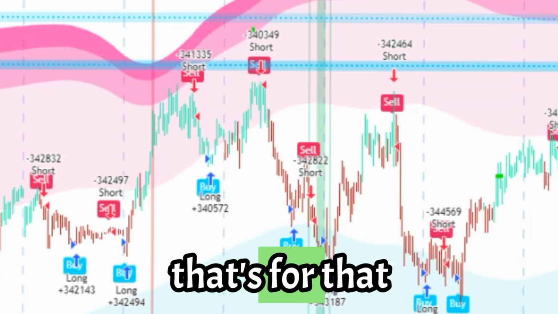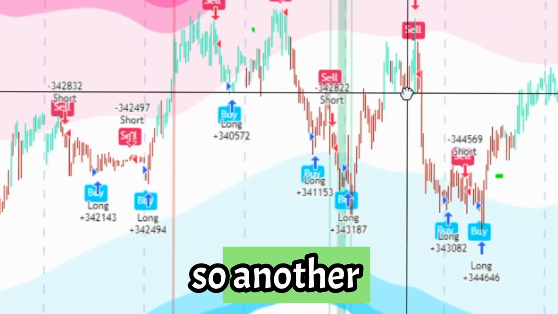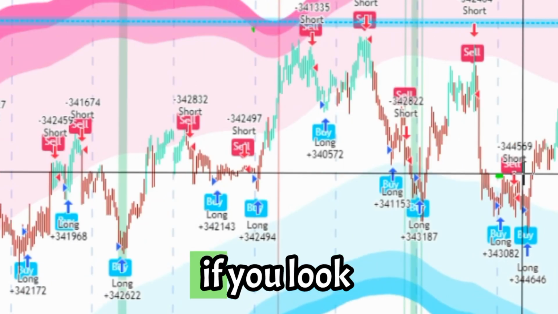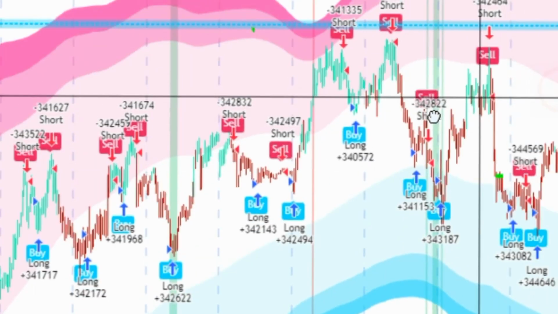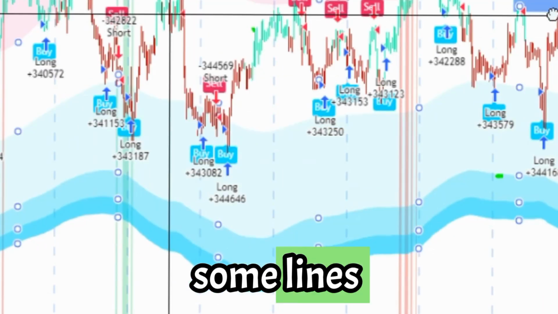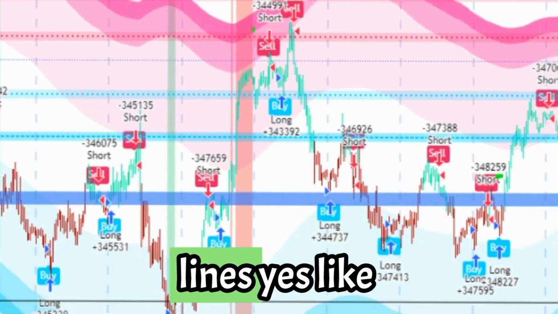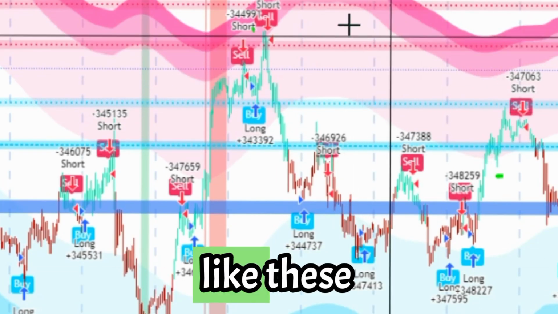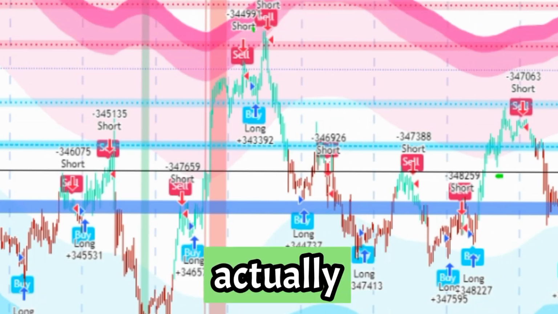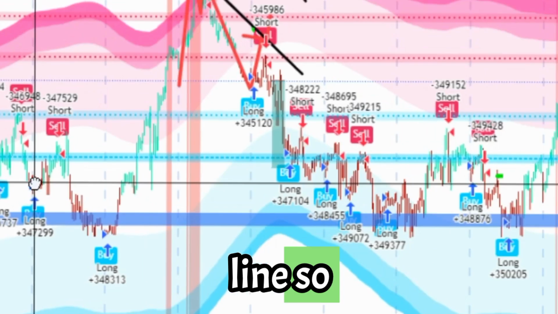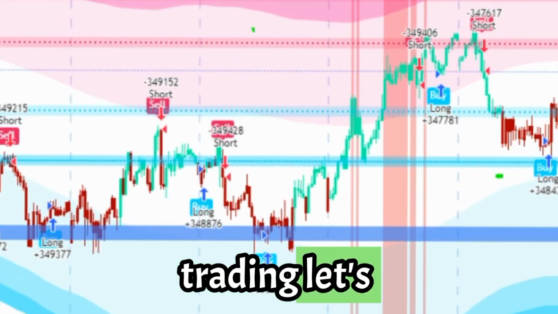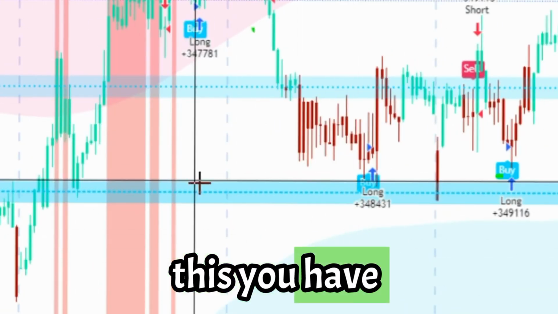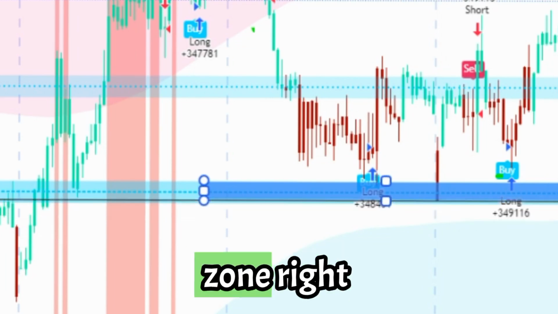So that's for that. Another thing I want to talk about with this indicator is, if you look closely, you see that there are some horizontal lines. Yes, like this, like these lines. They are actually support and resistance lines. So when you are trading, let's take a look at this. You have a zone right there. You have a zone right there.